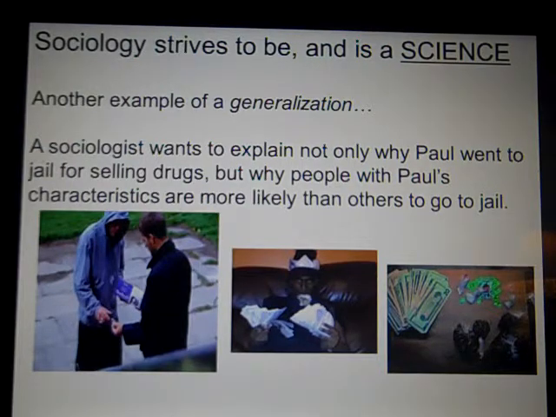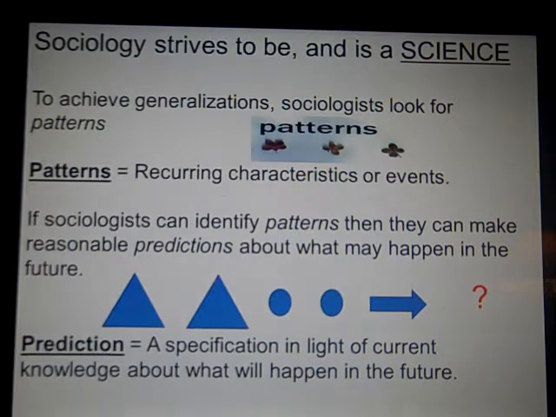Another example of a generalization, I'm going to change the name of the gentleman to protect him. We'll call him Paul. A sociologist wants to explain not only why Paul went to jail for selling drugs, but why people with Paul's characteristics are more likely than others to go to jail. Actually, one of my best friends, we're going to say his name was Paul, grew up in a situation that led him to make some decisions that were unfortunate. We'll come back to that in just a second. So we're talking about these generalizations.